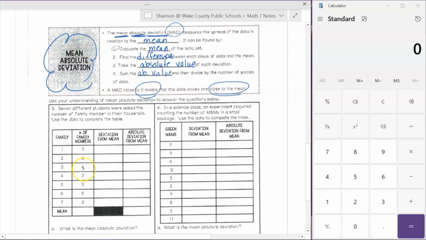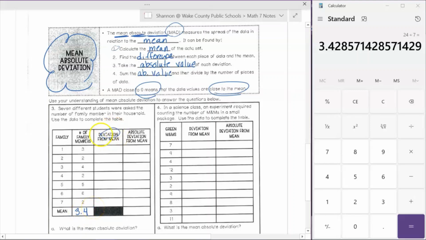We add those up. 3 and 2 is 5, plus 4 and 2 is 6. 5 and 6 is 11, and then another 2. That total is 24. We're going to divide by how many numbers we added, which was 7. So our mean is about 3 and 4/10. I'm going to round to 3 and 4/10.